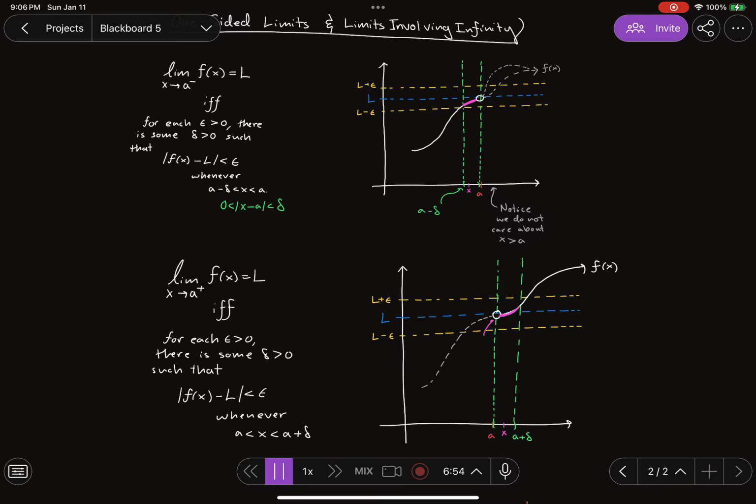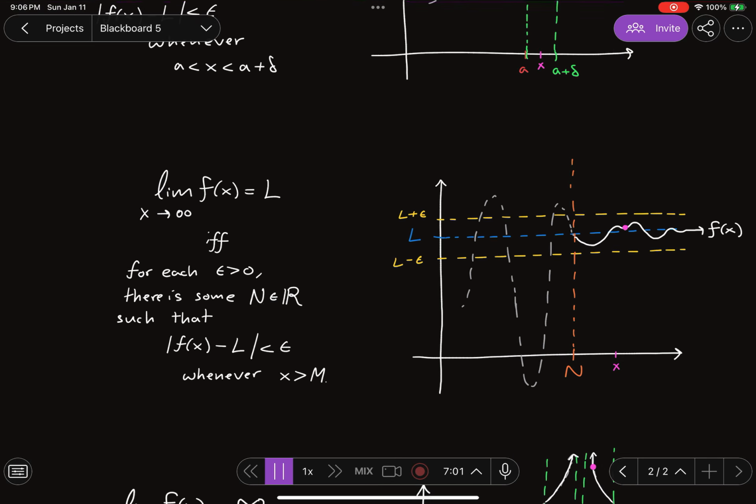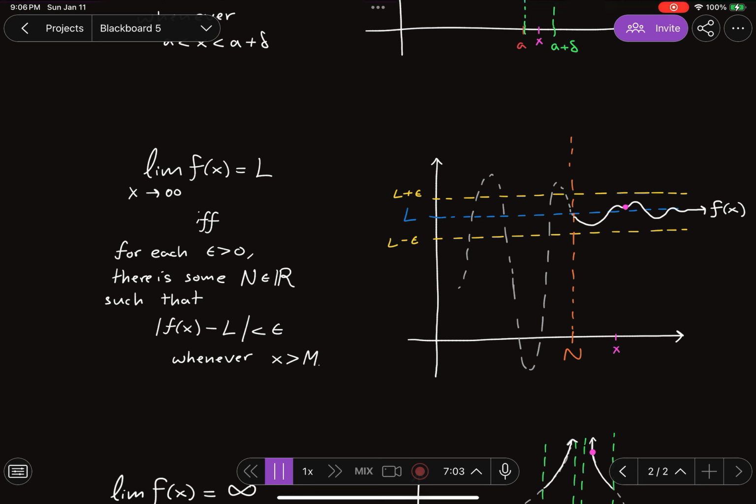Who knows? But we haven't talked about this monster concept called infinity. So we need to define yet another set of types of limits, and these involve infinity. Okay, so let's talk about what these are.